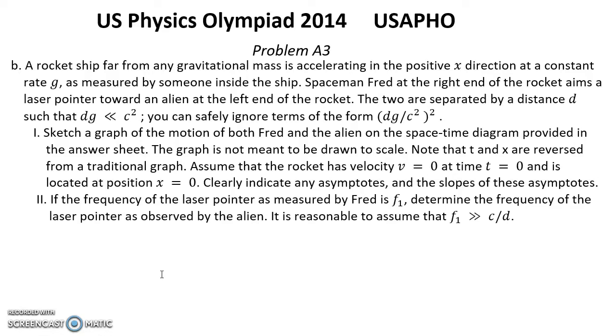Second question. If the frequency of the laser pointer as measured by Fred is f1, determine the frequency of the laser pointer as observed by the alien. It is reasonable to assume that f1 is much greater than c over d.